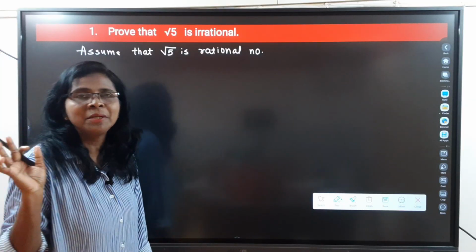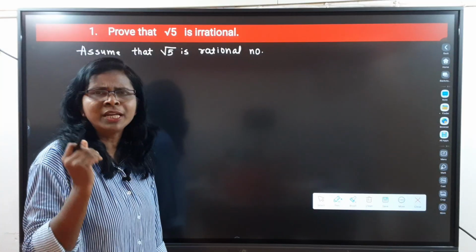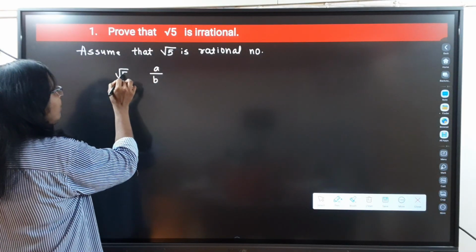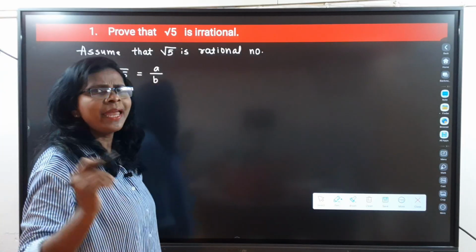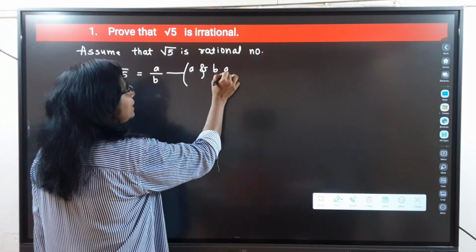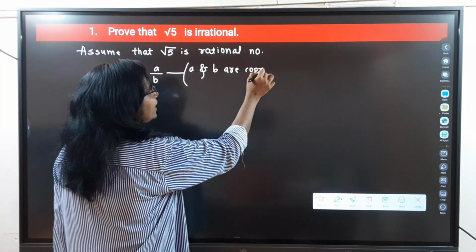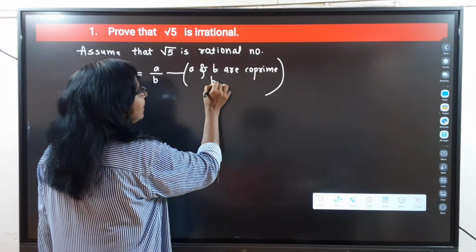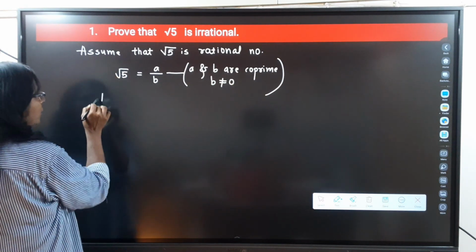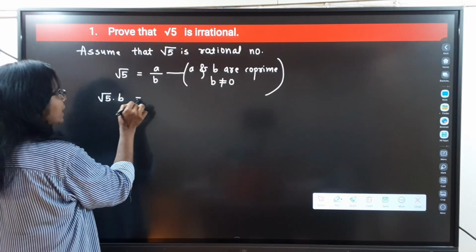As root 5 is a rational number, the form of the rational number is a upon b. So I write root 5 is equal to a upon b. What are a and b, students? Here a and b are co-prime, where b is not equal to 0. Now the next step is cross multiplication. So root 5 multiplied by b is equal to a.